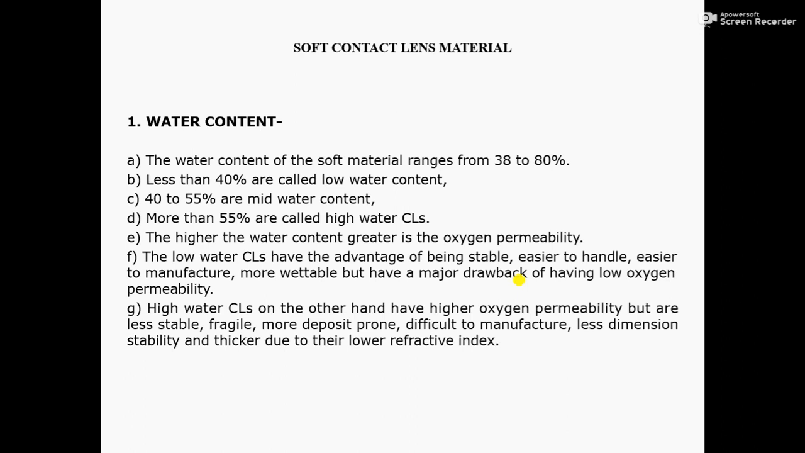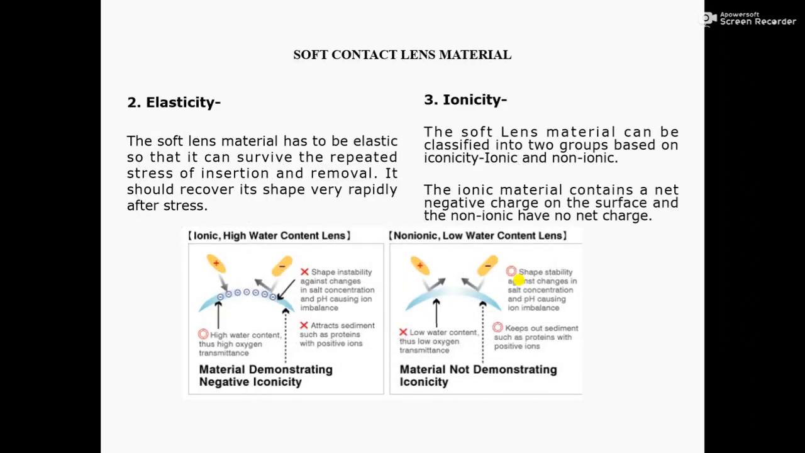So, water content is one of the most important parameters when choosing the quality of contact lenses. Water moisturizes the contact lens and makes it softer and more comfortable to wear. Number 2, elasticity. The soft contact lens material has to be elastic so that it can survive the repeated stress of insertion and removal. It should recover its shape very rapidly after stress.